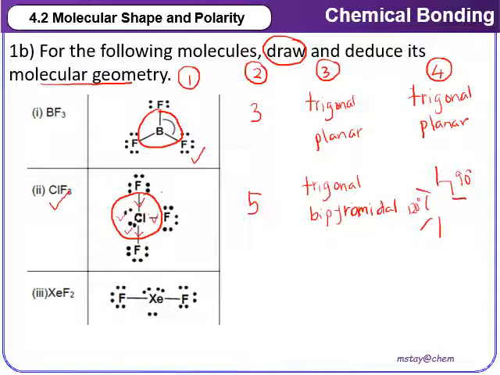Again, because lone pair electrons need more space, and there are 2 lone pair electrons, we are going to remove 2 terminal atoms here. So we end up getting this shape. This shape is similar to a T, so we are going to call this one T shape.